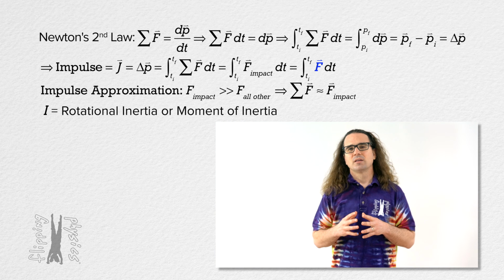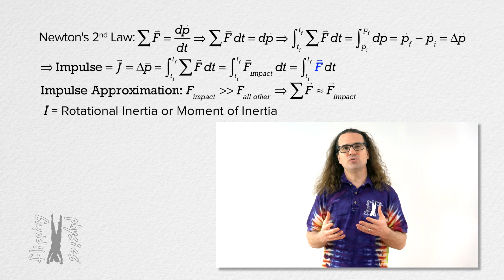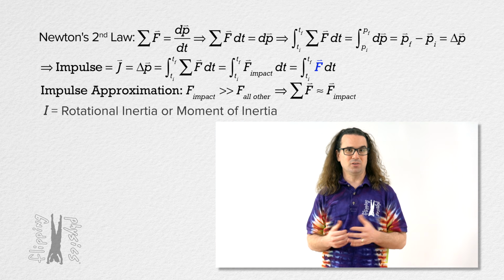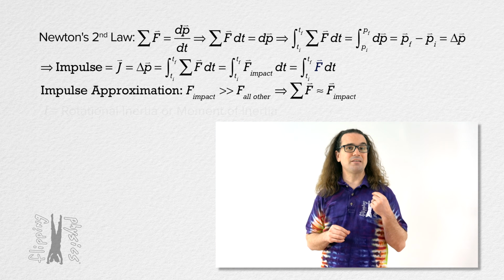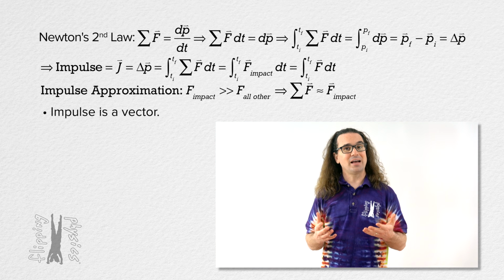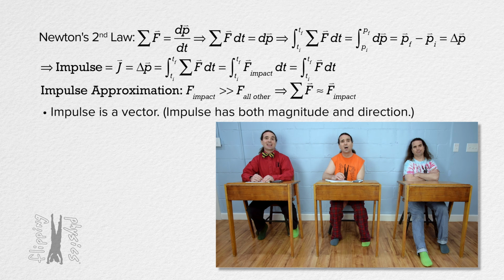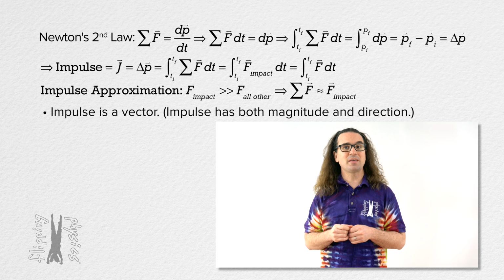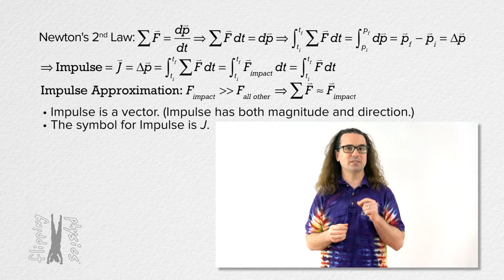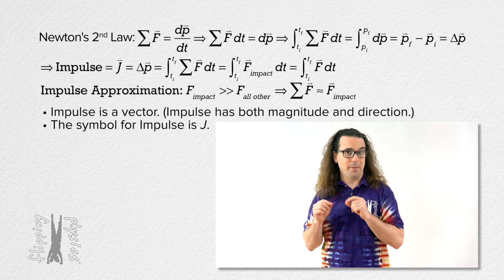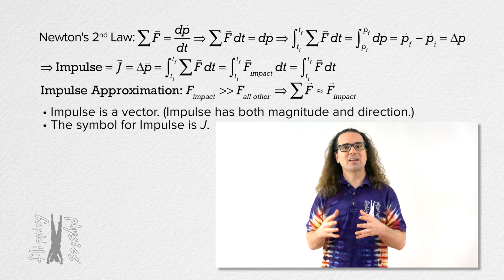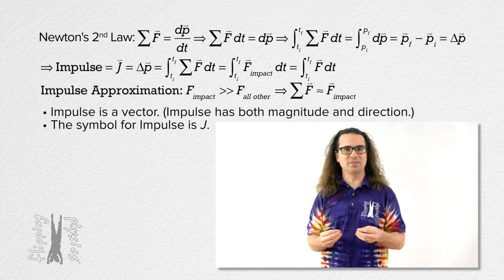All right, there are many things I need for you to remember about impulse. Impulse is a vector. That means, class, impulse has both magnitude and direction. Correct. Also, I will just reiterate that the symbol for impulse is not capital I. It is capital J. I'm repeating that because students often forget that.